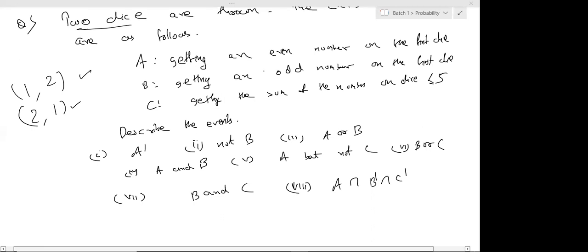Gautam, have you solved this? Yes, sir, but the 8th one I'm not getting. 8th one, all right. If you have all the sets, you know how to find intersection, right? Just take the common element. If there are no common elements, that's null set. Don't worry. All right, Gautam? Yes, sir. Okay, Arsalan, have you solved this?